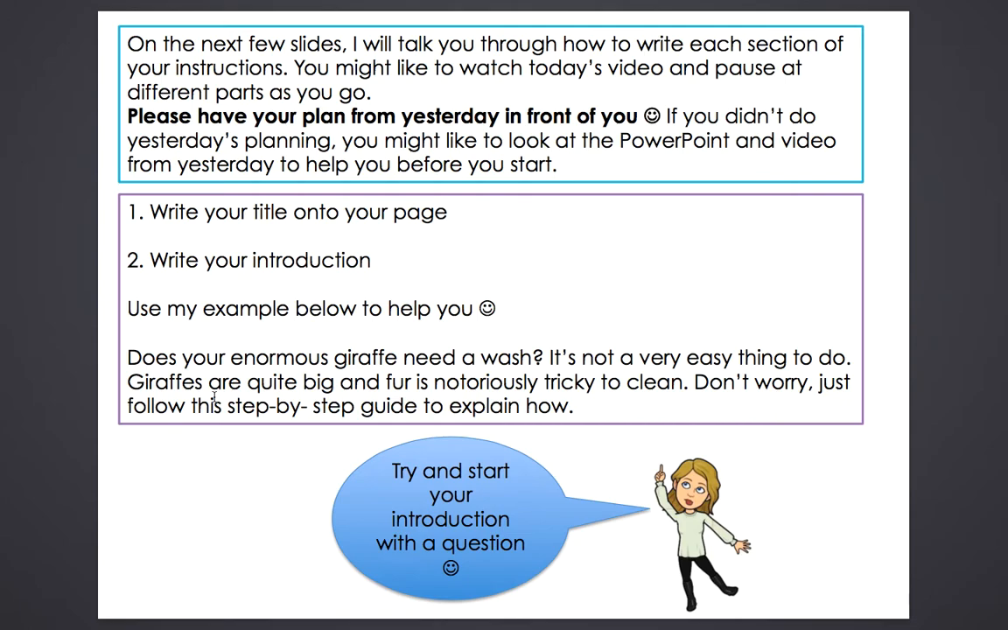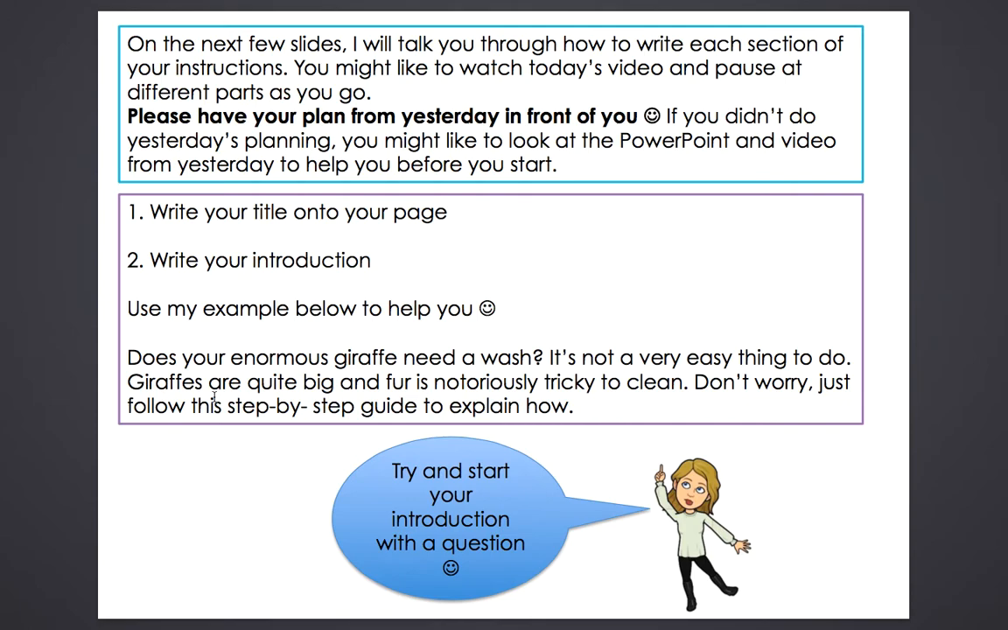You should have planned that out yesterday, but if you didn't, have a think, what animal is it that you're going to give a wash? Okay, so I'm going to focus in my instructions on a giraffe. So my title is going to be How to Wash a Grubby Giraffe. Okay, so I've got my grubby, my adjective, and my giraffe. So how to wash a grubby giraffe. So pause the video and write down your title nice and neatly at the top of your page.